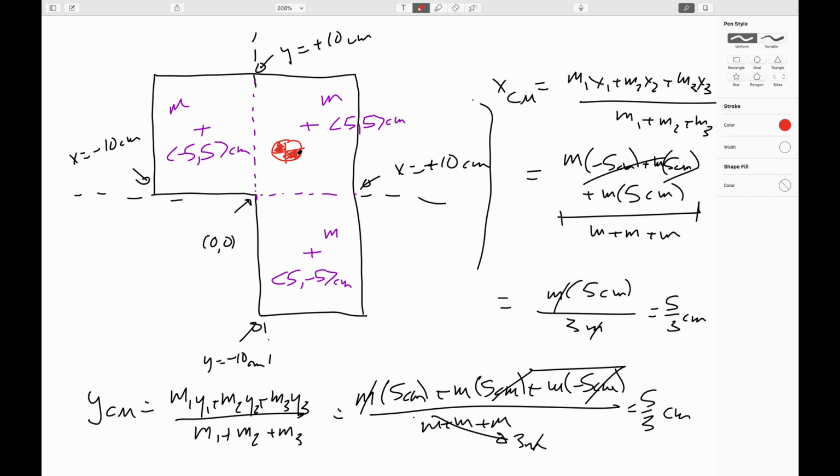All right, so in the next series of videos, we're going to start taking a look at how forces make objects twist, the concept that we call torque. Catch you on the flip side.